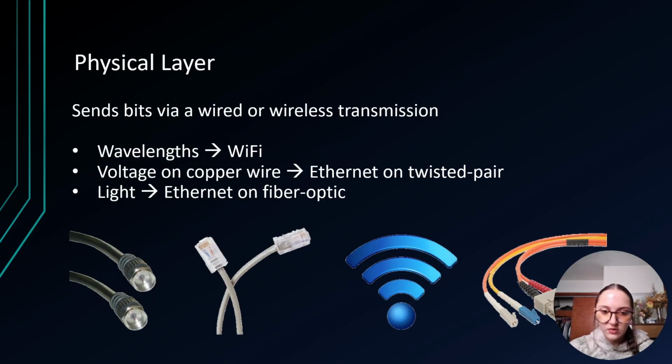Next you have the physical layer, which sends bits via a wired or wireless transmission. This can be done through wavelengths, for example Wi-Fi, or voltage on a copper wire, for example Ethernet on a twisted pair, or it could also be through light, which could be Ethernet on fiber optic. Here you can see each of these: the coax cord, Ethernet, Wi-Fi, and fiber optic.